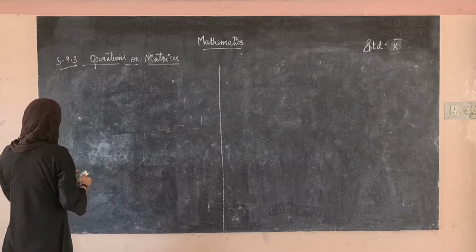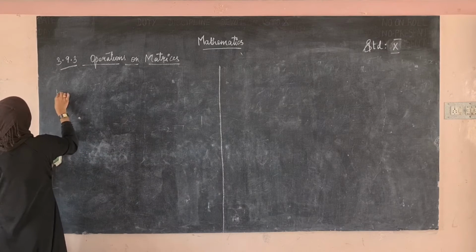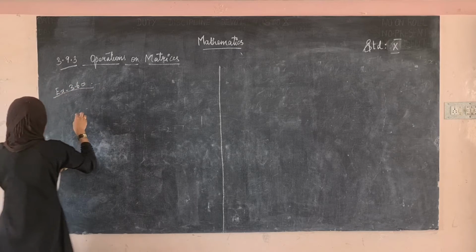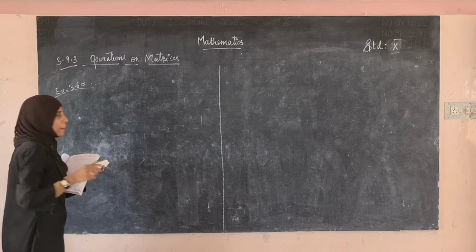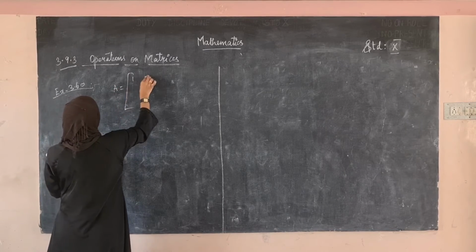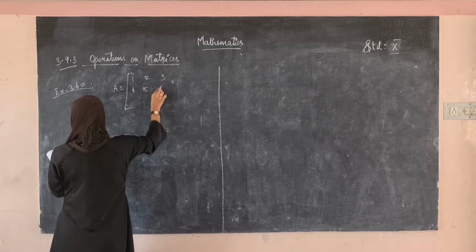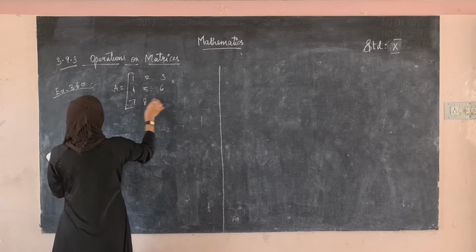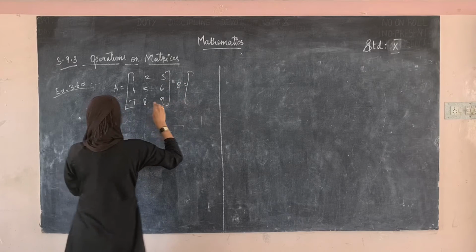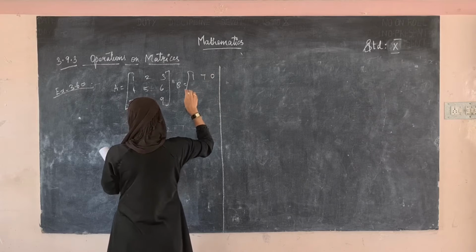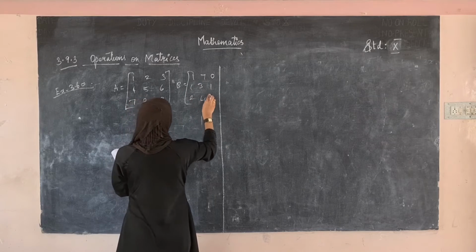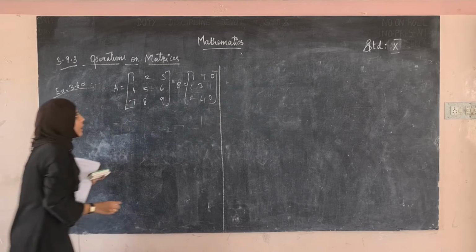Okay, now let us see the example directly. Example 3.60. They have given two matrices. We have to find A plus B. A is equal to, what's the matrix? 1, 2, 3, 4, 5, 6, 7, 8, 9 and B is equal to 1, 7, 0, 1, 3, 1 and 2, 4, 0. Okay, we have to find A plus B.